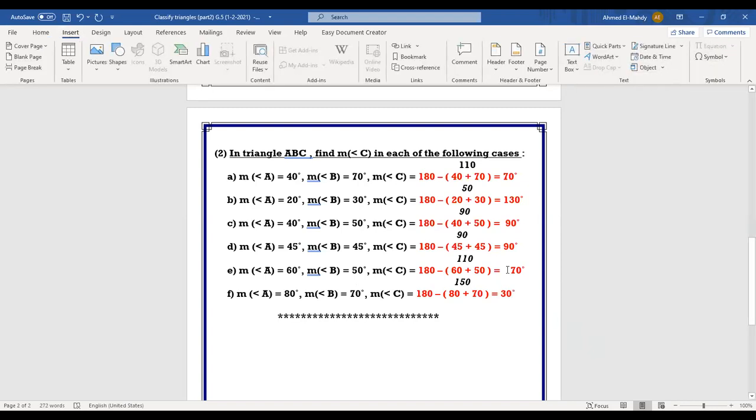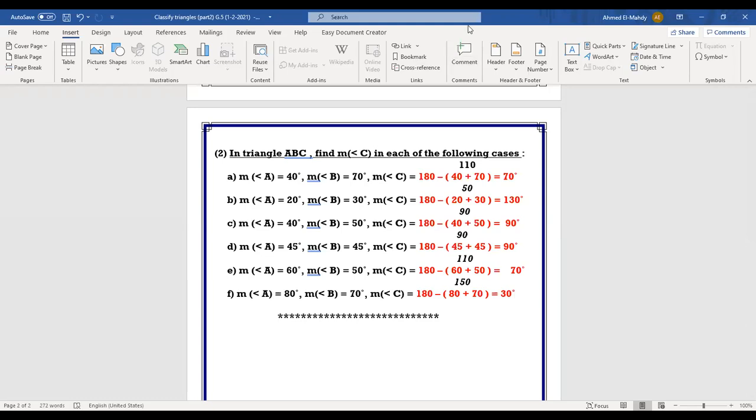Again guys, our idea today is so easy. The sum of the measures of the interior angles of any triangle must be 180. To find the measure of the unknown angle, we subtract 180 minus the sum of the given angles.